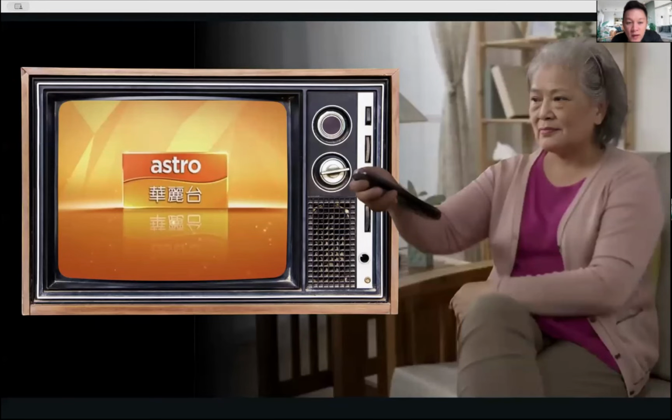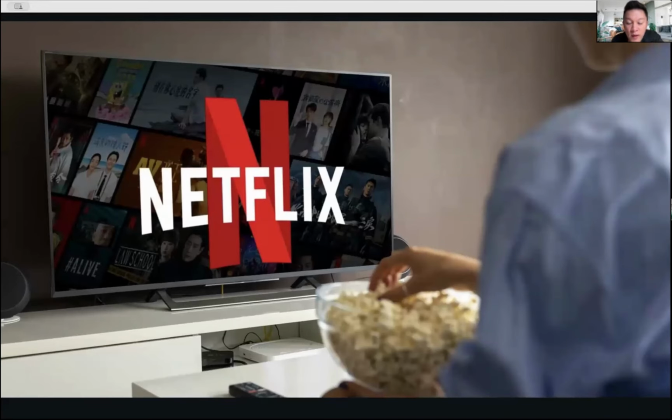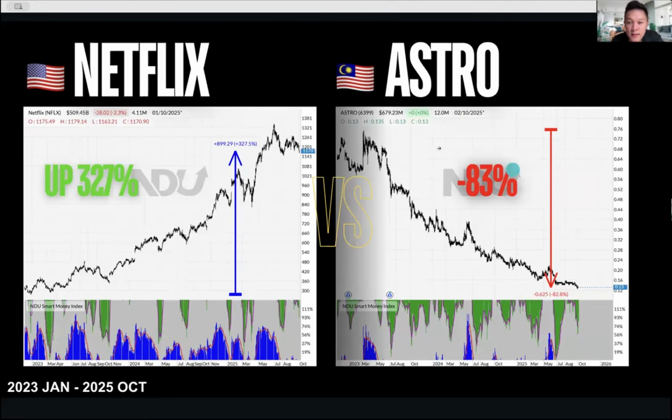In Malaysia, people look at Astro. In the US, people look at Netflix. They are similar things: TV programs, entertainment. But if you realize, Astro over the years goes down consistently, and Netflix goes up consistently. So if a lot of people trade the Malaysia market, they lose money, and some people just try the US market and then they make money.